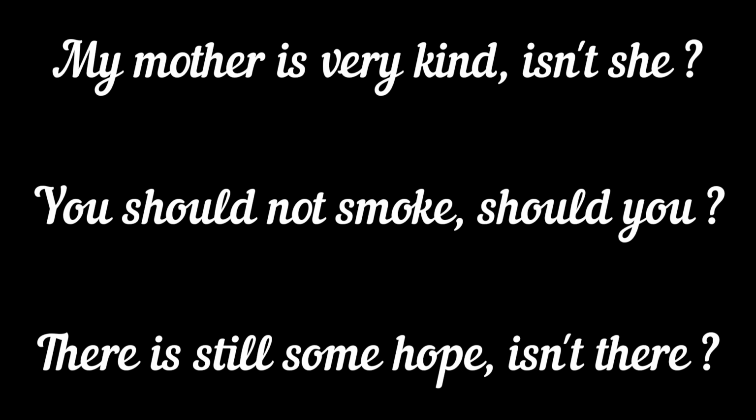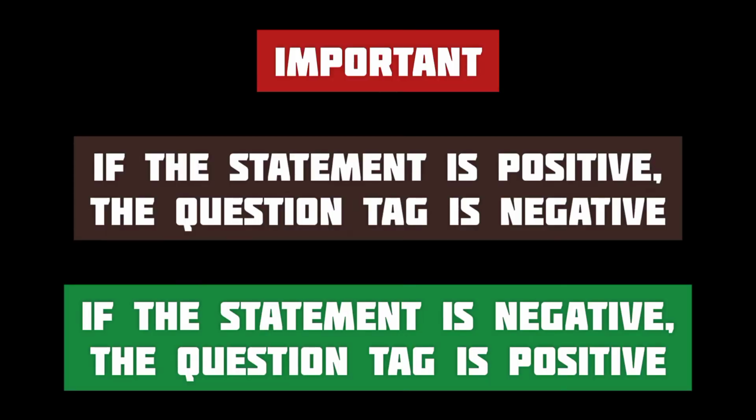In the third example, the statement has the preparatory subject there and the form of verb be is. So the question tag also consists of verb be is and the preparatory subject there. In this way, the speaker makes a statement and uses a question tag to seek the confirmation of the truth of his statement from his listener. Here is a very important lesson about question tags. If the statement is positive, the question tag is negative. And if the statement is negative, the question tag will be positive.